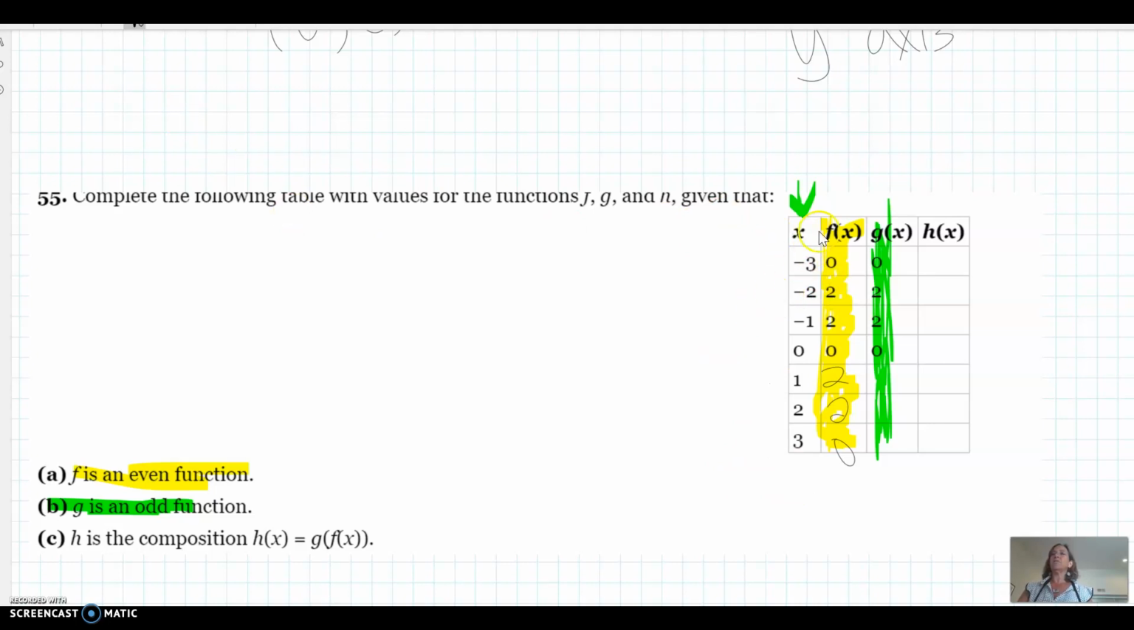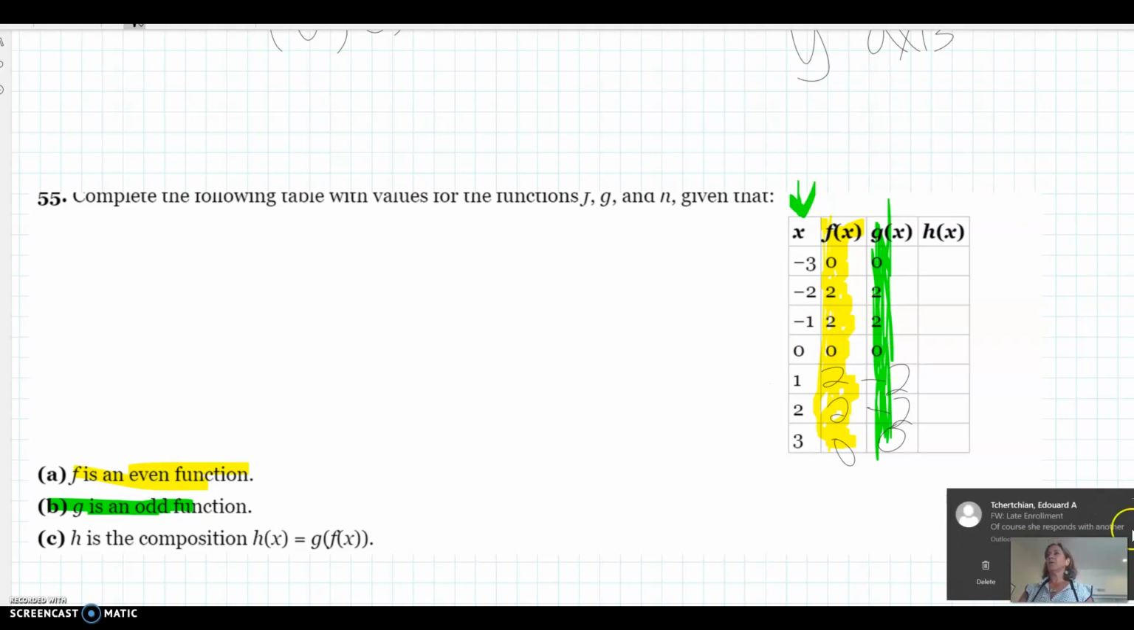So -3 is the input, the output is 0 according to the table. So when +3 is the input, I should have an opposite output. The opposite of 0 is still 0, so that one's going to stay 0. If -2 is the input, my output's +2. So when +2 is the input, I should get the opposite. The opposite of +2 is -2. And then for 1, we're going to get the same thing. +1 is the opposite of -1. So my output should be the opposite sign. So of +2, my output here would be -2.